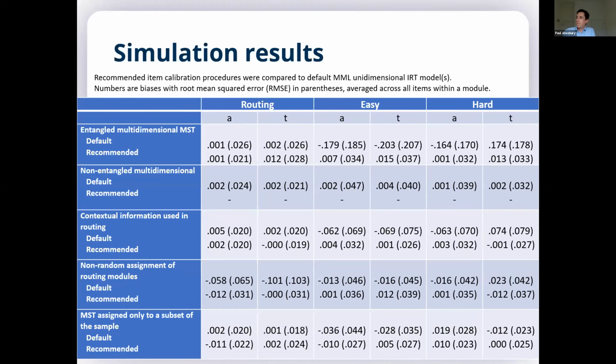And I'm running out of time, but you can see that in all of the cases where the default procedure and the recommended procedure were not the same, everything except the non-entangled multidimensional design, there was a notable bias with the default procedure and large root mean squared errors. Whereas for the recommended procedures, there was much smaller bias and much smaller root mean squared error in each case.